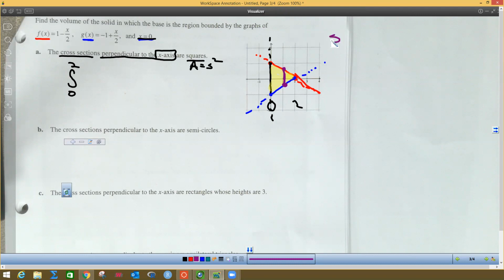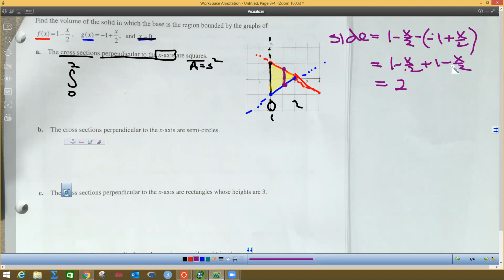So to get the length of your side, just like earlier when we did the area between two curves, I'm going to take my top function, which is 1 minus x over 2, and subtract my bottom function, which is negative 1 plus x over 2. This will be the length of the side of my square. So it's going to be 1 minus x over 2 plus 1 minus x over 2, which ends up being 1 plus 1 is 2. Negative a half and another negative half is negative 2 halves, which is negative x. That's the side of my square. So from top to bottom is 2 minus x.